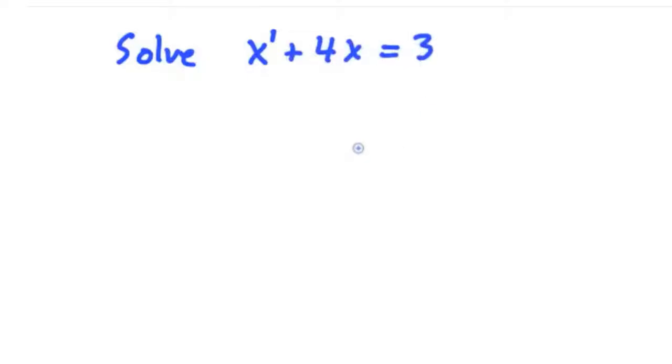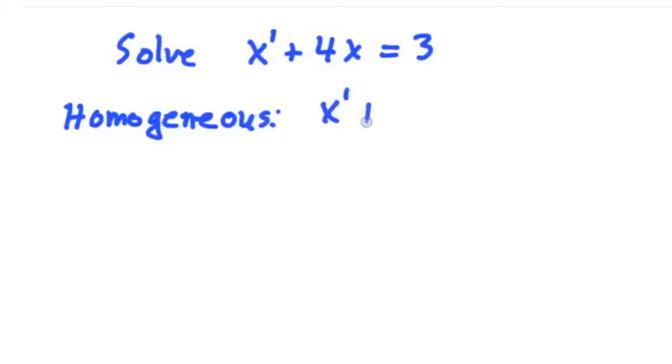Okay, so now let's do a specific example of a first-order constant coefficient equation. Let's solve the equation x prime plus 4x equals 3. This is simple. We just put a constant function 3 on the right-hand side. Well, the superposition principle tells us we want to do this in two steps. First, we want to solve the homogeneous equation. x prime plus 4x equals 0. This is easy.